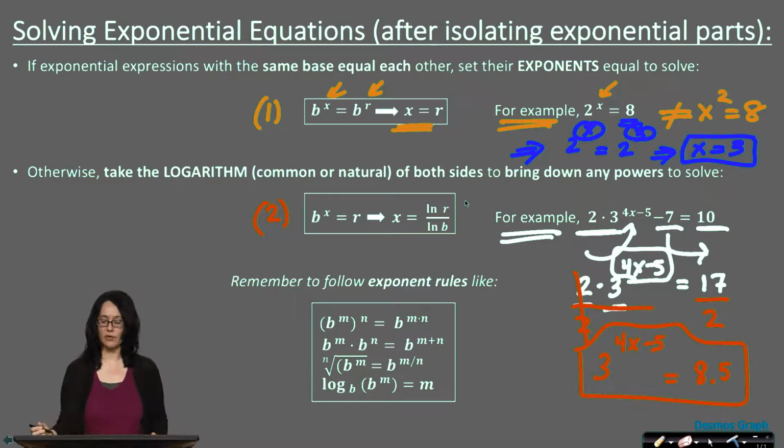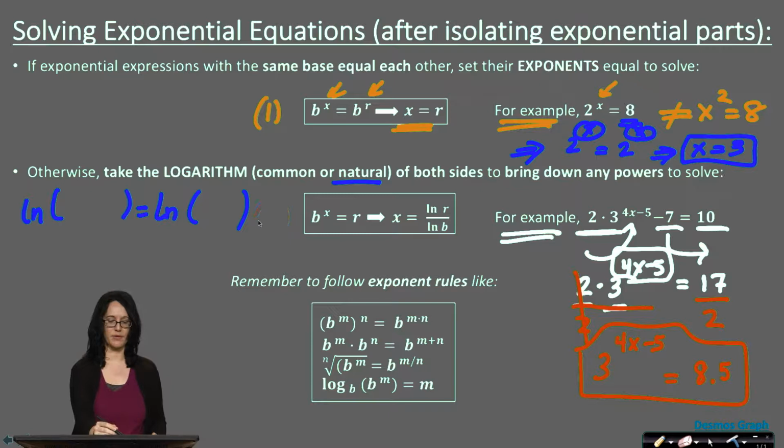It's called the natural log, ln. So if you were to take the natural log of both sides, I highly recommend it, what I would end up with here, in this example, is the natural log of the left side equaling the natural log of the right side. Let me get rid of that so we get some space here. So what would that mean for this particular problem? We would now have the natural log of 3 to the power 4x minus 5 and the natural log of 8.5 on the right, or 17 over 2 if you prefer the fraction.